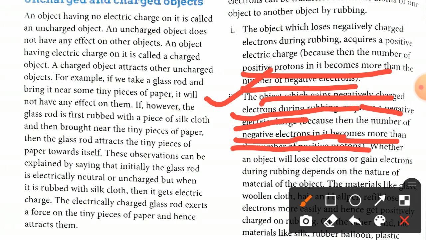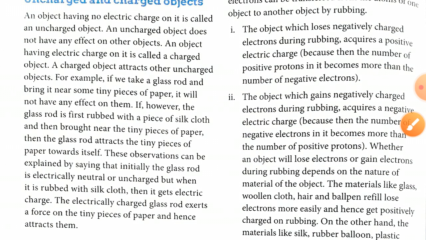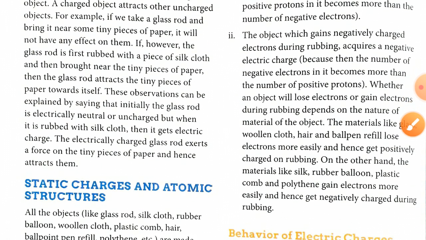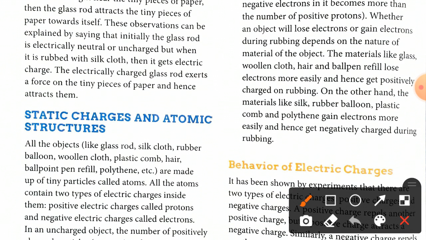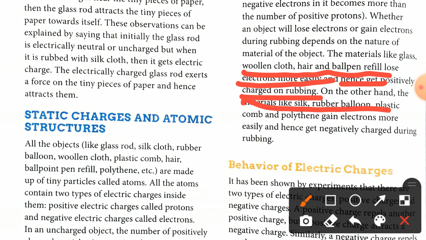Whether an object will lose electrons or gain electrons during rubbing depends upon the nature of the object or the material. Materials like glass, wool and clothes, hair and ball pen refills lose electrons more easily and hence get positively charged on rubbing. On the other hand, materials like silk, rubber, balloon, plastic, comb, polythene become negatively charged during rubbing.